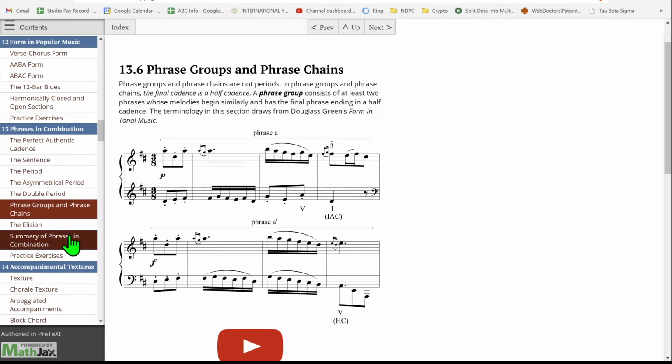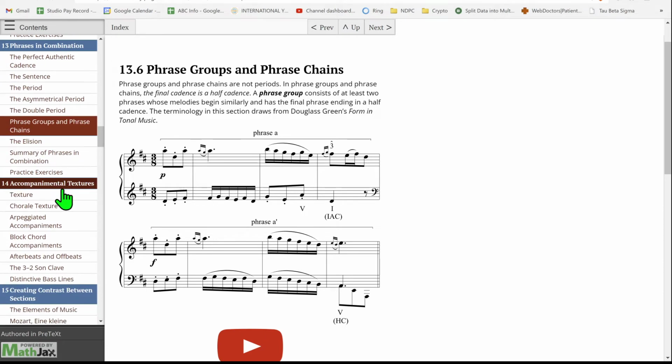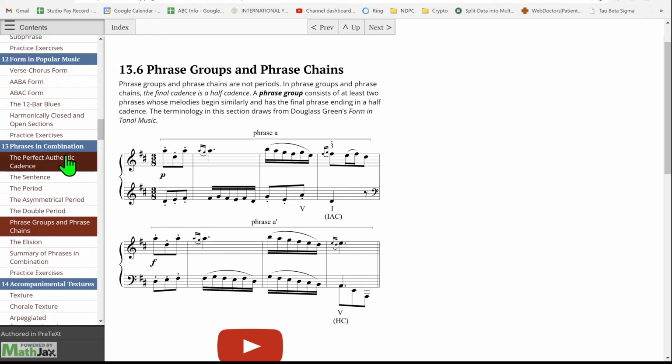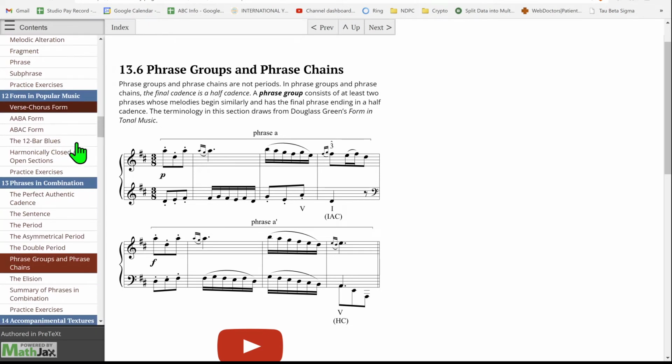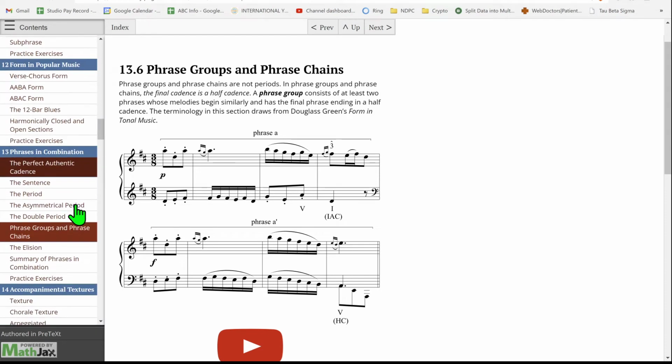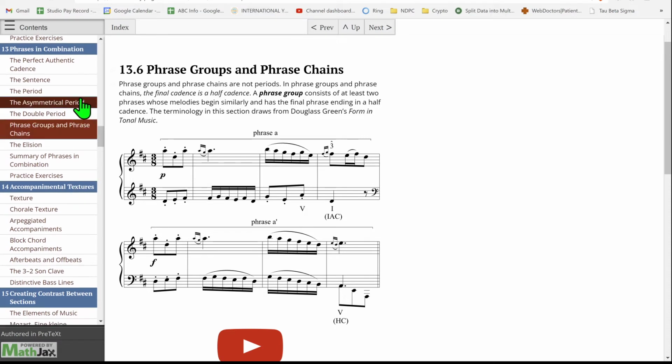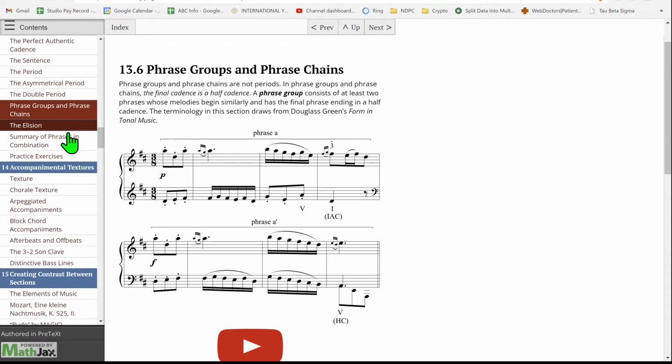Period. Elision. I don't think you guys covered elision. That's basically where the end of a phrase overlaps with the beginning of a new phrase. Where is form? We don't care about this here. We don't care about that.